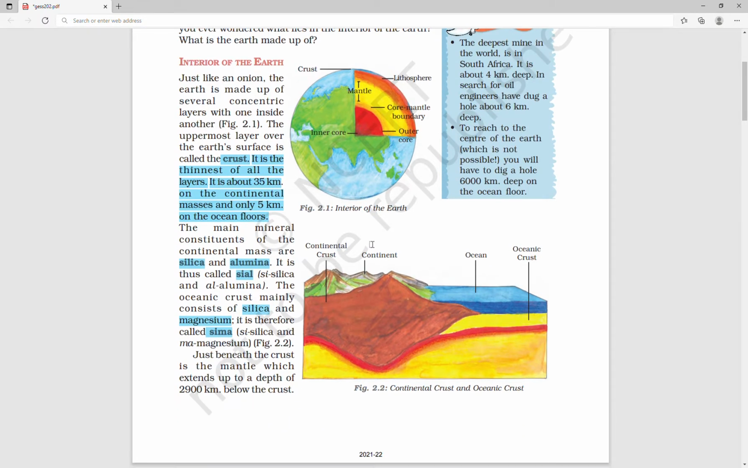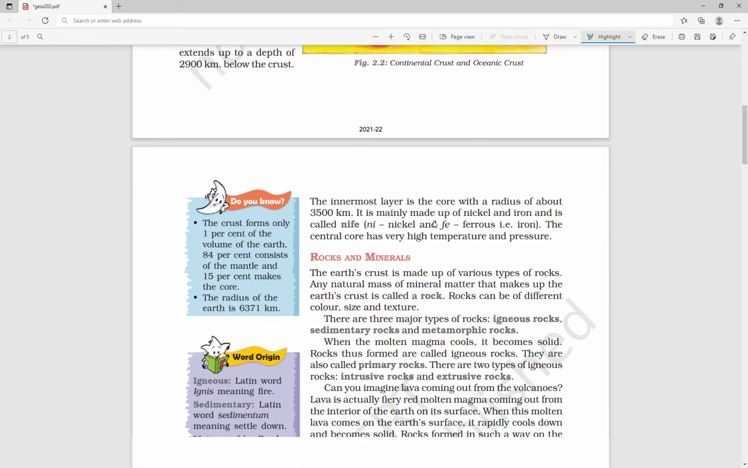Just beneath the crust is the mantle. Can you see here? Don't underline the mantle, I'm just showing you for explaining. Just beneath the crust is the mantle, which extends up to a depth of 2,900 km below the crust. Next page.